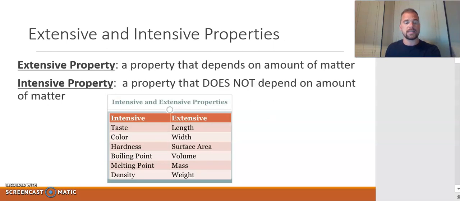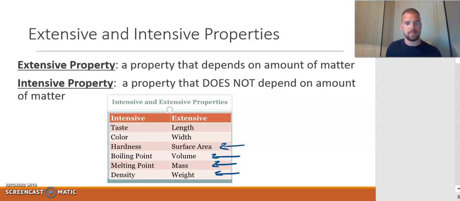There are 2 other properties I need you to be familiar with, and that's extensive and intensive properties. This is something, it's like apples and oranges compared to what we were just talking about. So chemical and physical properties are one thing, but then extensive and intensive is just a different way of looking at matter. So when we're looking at an extensive property, we're looking at a property that does depend on the amount of matter that you have. An example of extensive properties that you're probably familiar with are things like mass, or things like weight, even volume or surface area. Those are properties that do depend on how much matter you have.